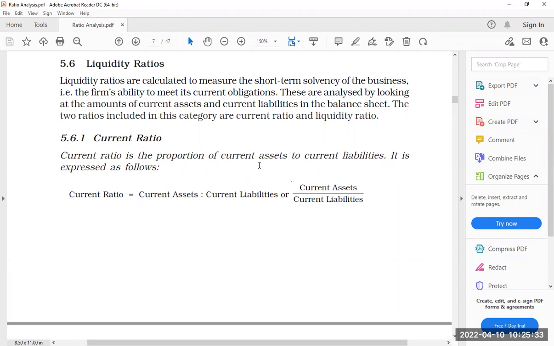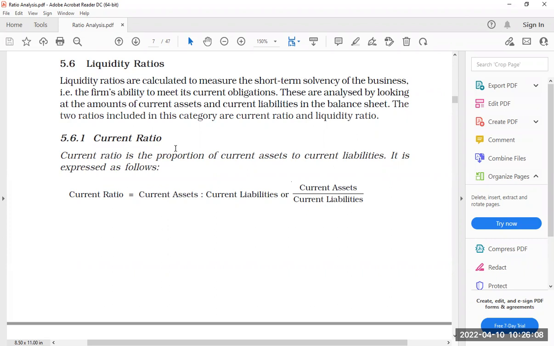Okay, let us come to the ratios one by one. The first ratio in the family of liquidity ratios is the current ratio. So what is the current ratio? The current ratio is a measure of the relationship between current assets and current liabilities. Here the formulas are important. You have to remember the logic of the equation. Look at this equation: current assets divided by current liabilities is equal to the current ratio.